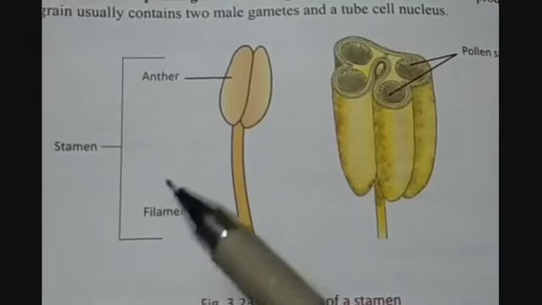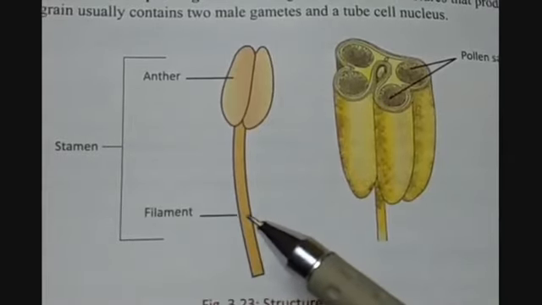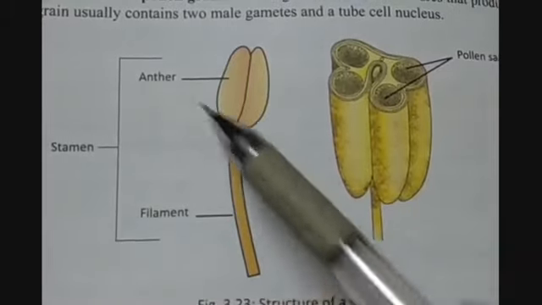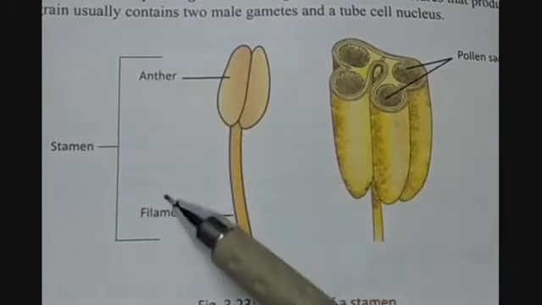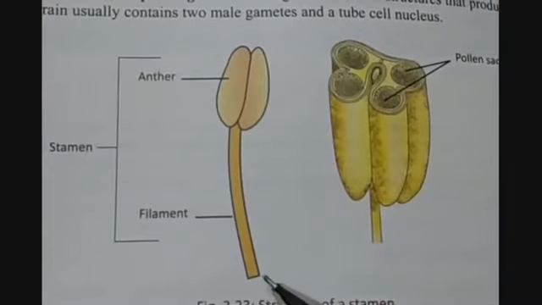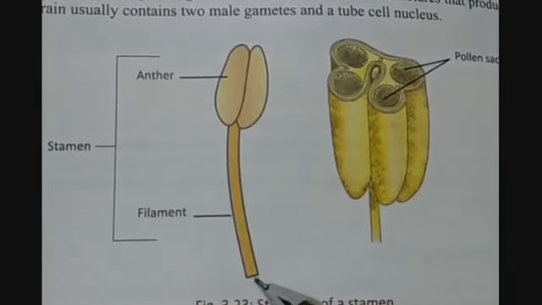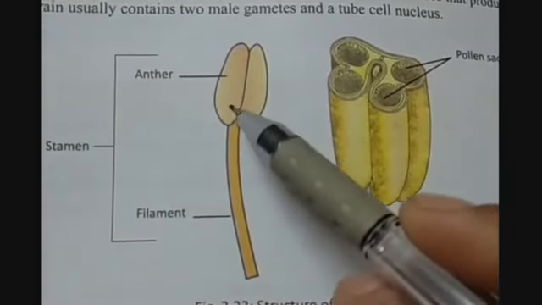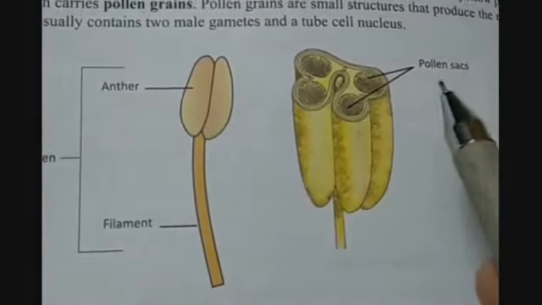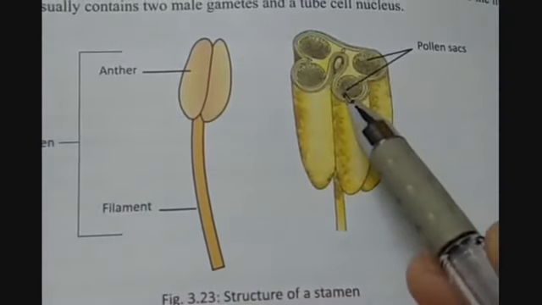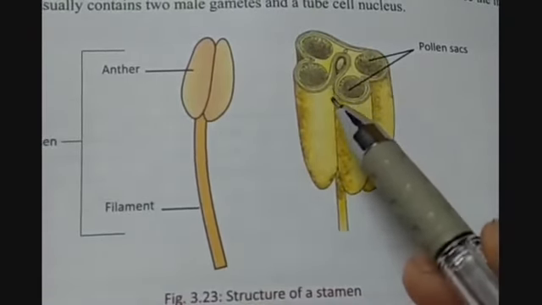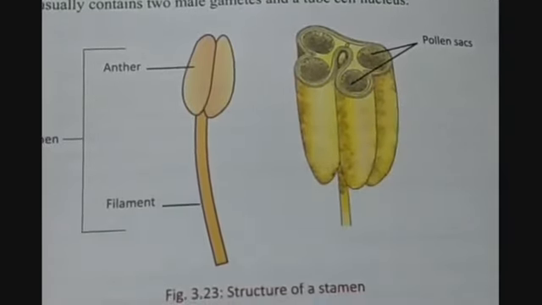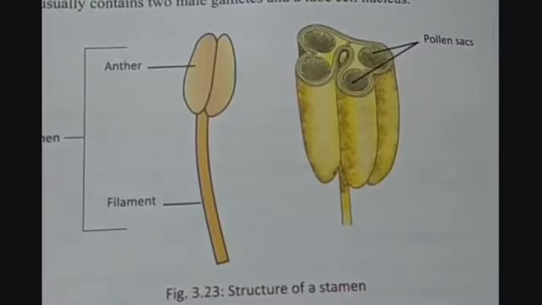Children, here I am showing you the male reproductive sex organ of the flower, which is the stamen. Stamen is composed of anther and filament. The filament is the supporting, tube-like structure, and on top of it is the anther. The anther has pollen sacs in it where the pollen is present. Actually, it is the pollen which is the reproductive or male sex cell of the flower.